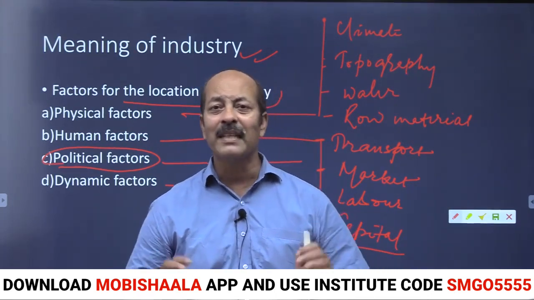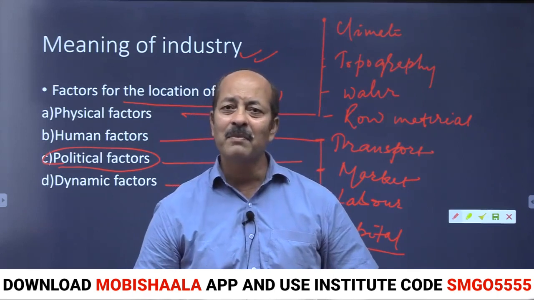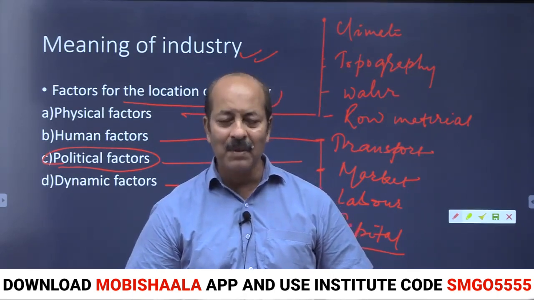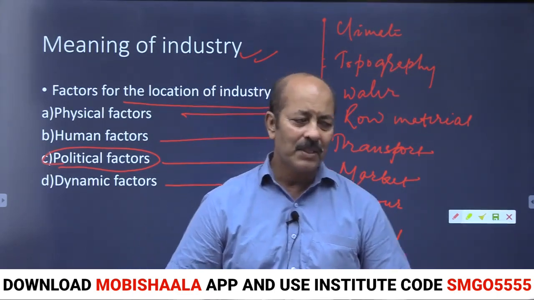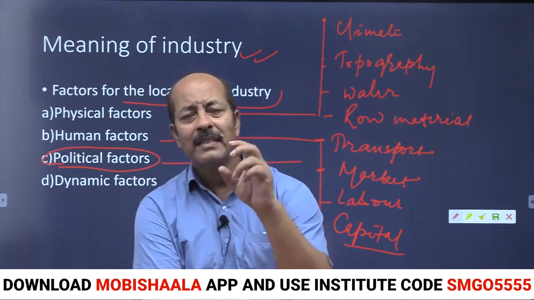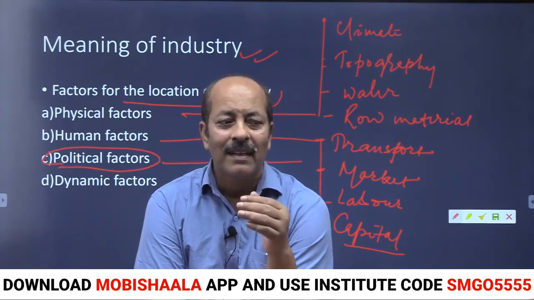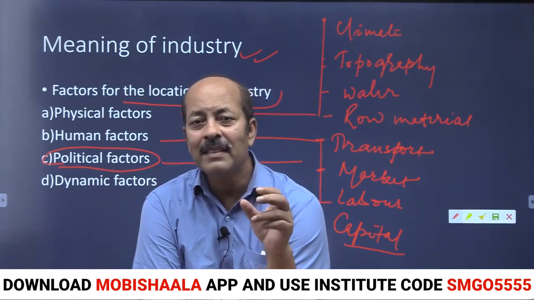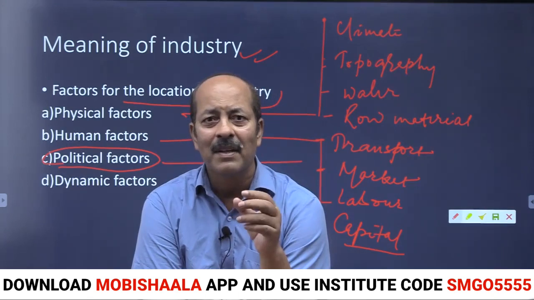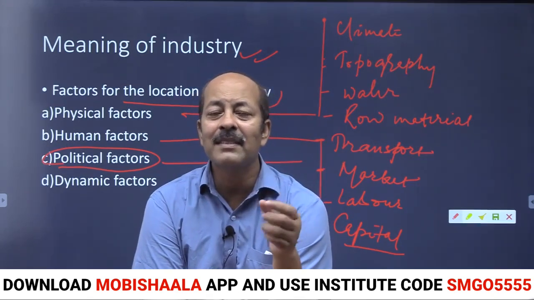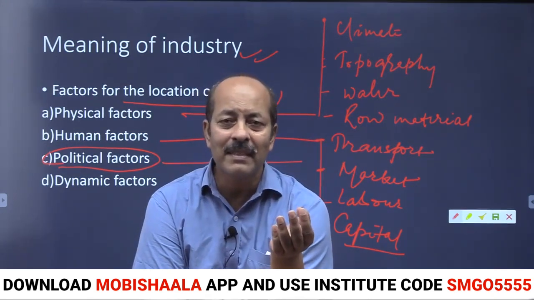It is a very cold area. The temperature goes below zero degrees. But Russia has established a number of industrial areas in North Siberia. It is to integrate the northern Russian part. So due to political reasons, industries are located in the northern part of Siberia.